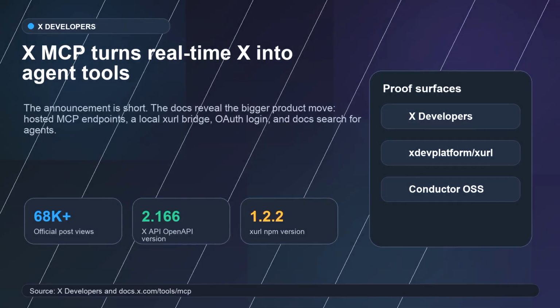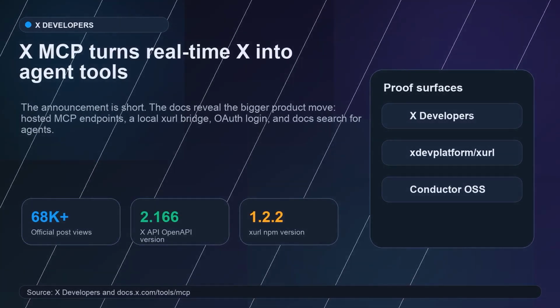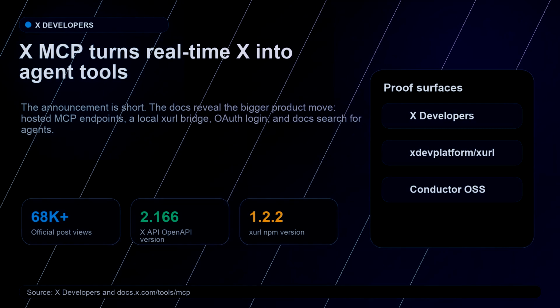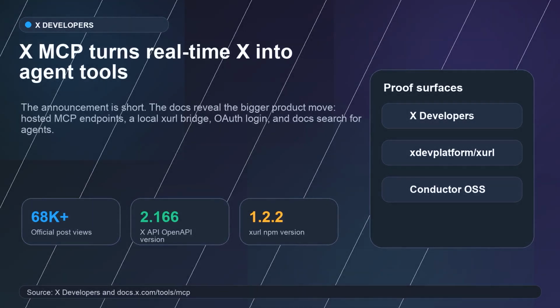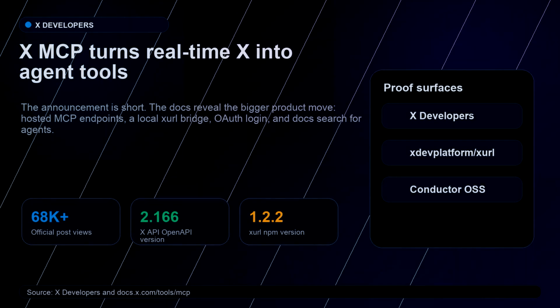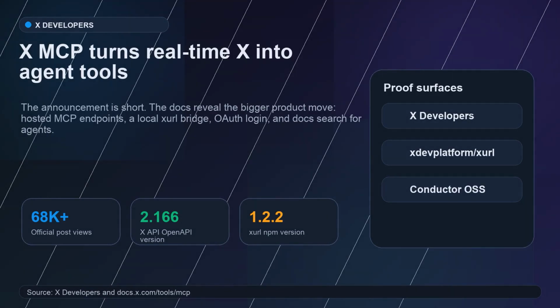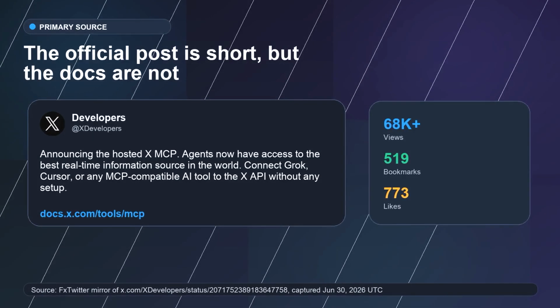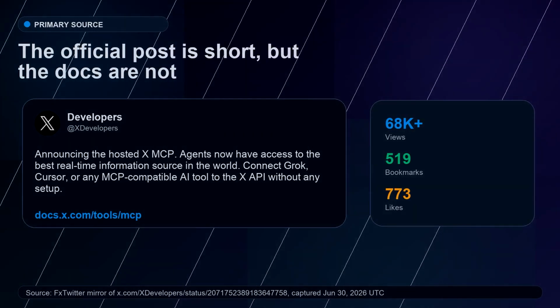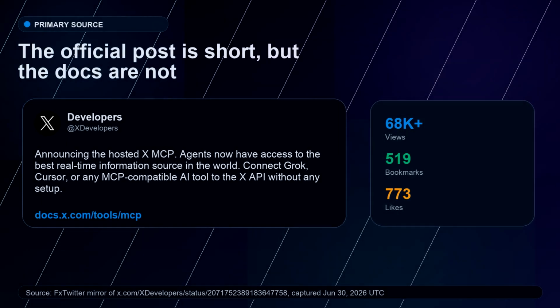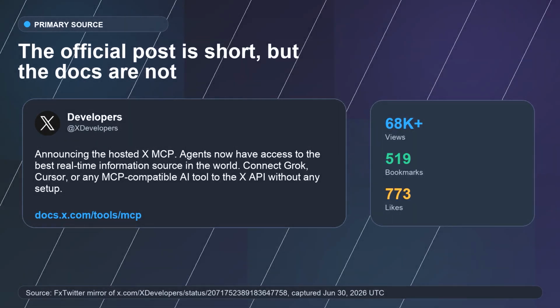X developers just announced the hosted X MCP, and the headline is simple. Agents can now connect to the X API through an MCP-compatible interface. That means Grok, Cursor, Claude Desktop, VS Code, and other agent clients can search posts, look up users, read docs, and work with real-time public conversation data from inside the coding workflow.